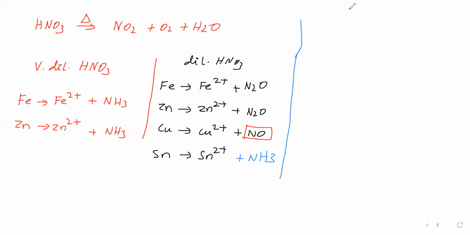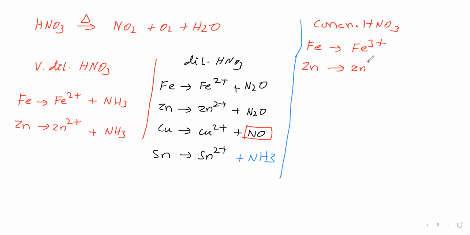Then we will see concentrated nitric acid. What is the reaction now? Now iron is oxidizing into ferric, whereas in this case ferrous, here also ferrous. With very dilute nitric acid, iron gives ferrous. With dilute nitric acid, iron gives ferrous. With concentrated nitric acid, iron gives ferric. Then zinc gives zinc ion, Zn2+ only.